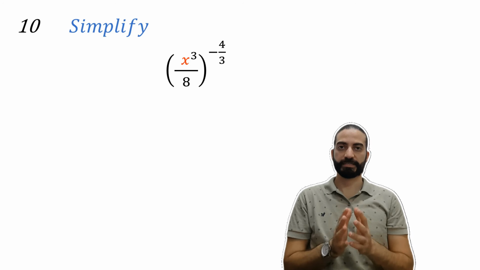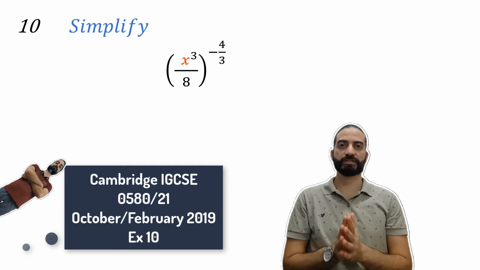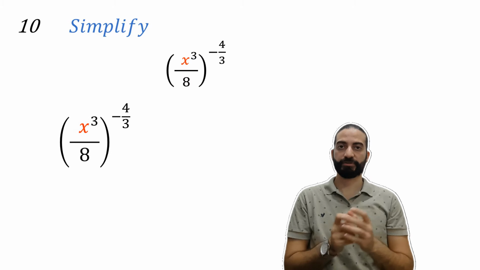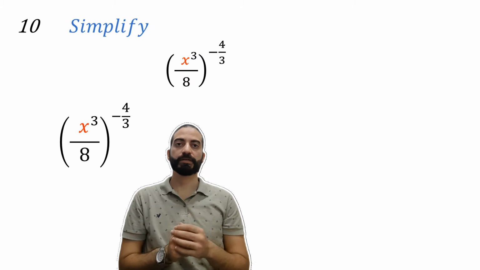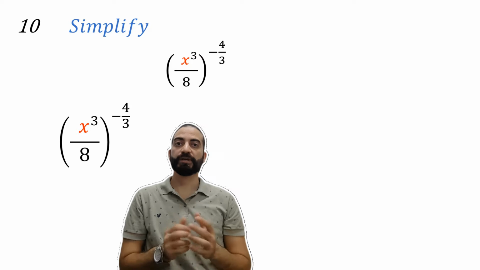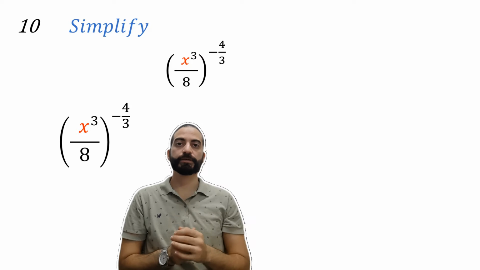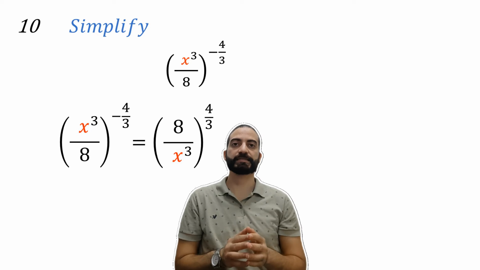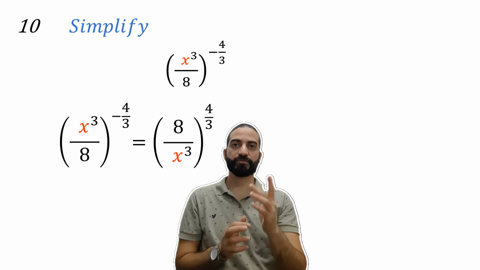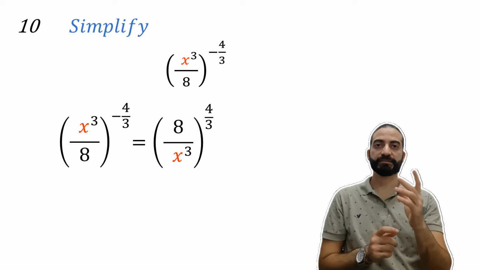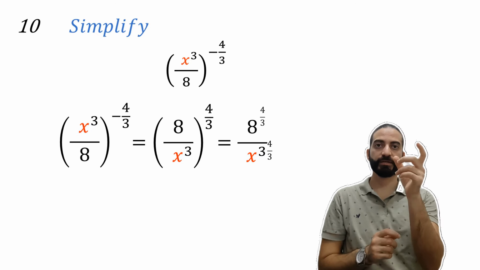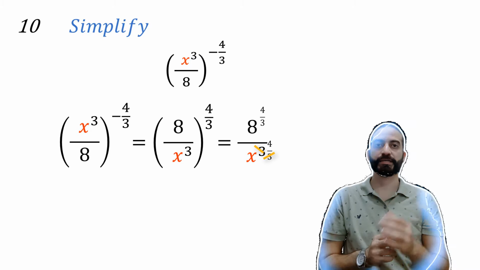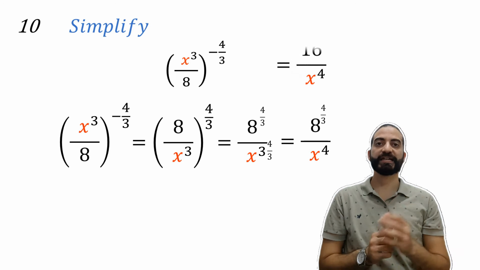Hello everyone. We'll start by solving question 10 of the Cambridge IGCSE 2019 exam. You are asked to simplify x to the power 3 over (8 to the power minus 4 over 3). When we have a minus in the power, we can remove the minus by reversing the number inside the parentheses. So we have this form. Now we apply the power to the numerator and denominator, and here we can simplify 3, so we get the final answer.